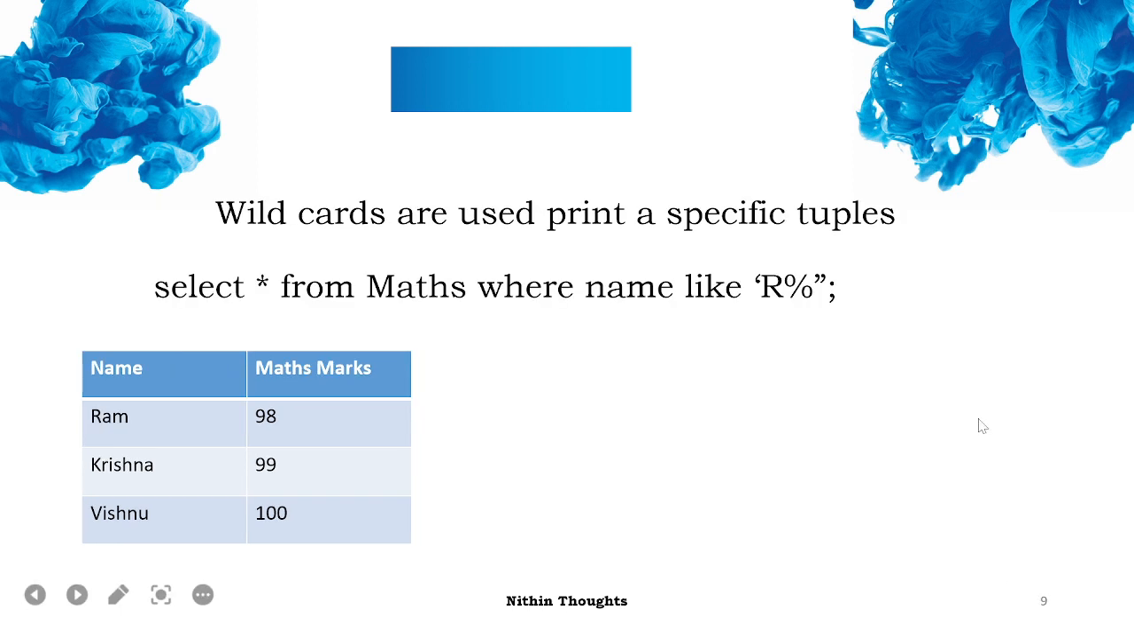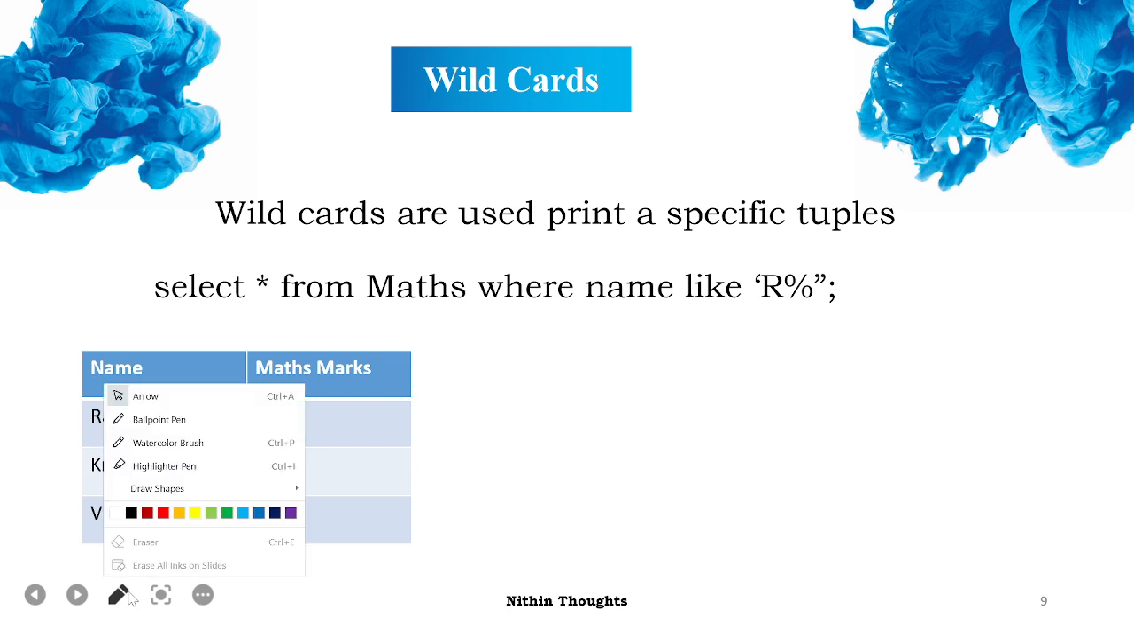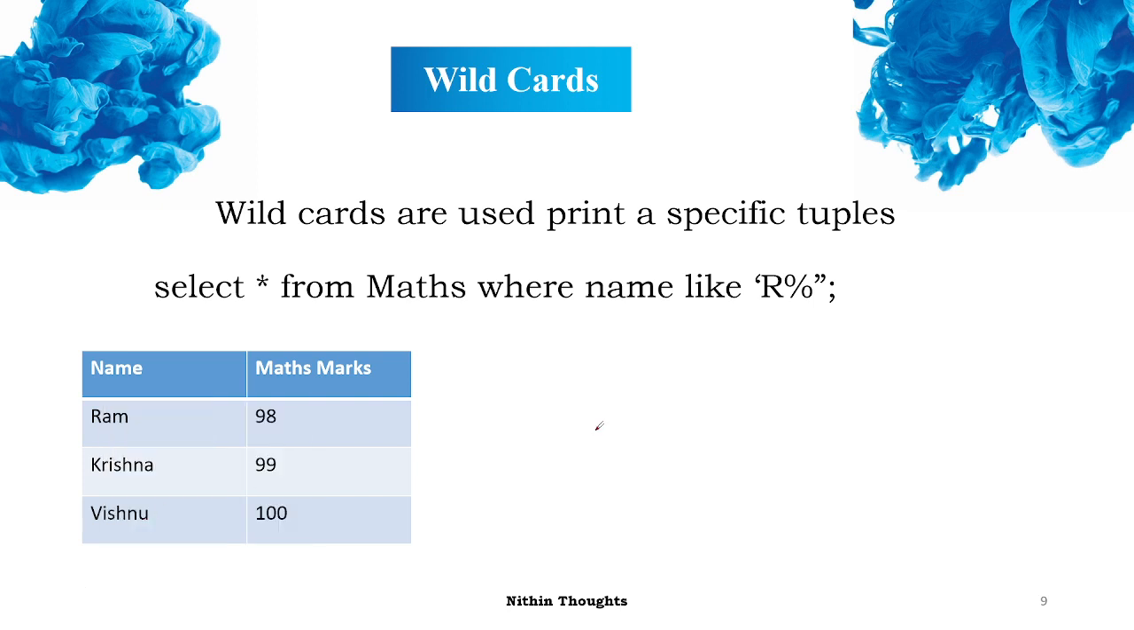So coming to the wildcards. Normally, I think you have seen the two symbols called underscore as well as percentage. Before going for the wildcards, we need to learn something called LIKE. What is this LIKE term? Why do we use LIKE in SQL?